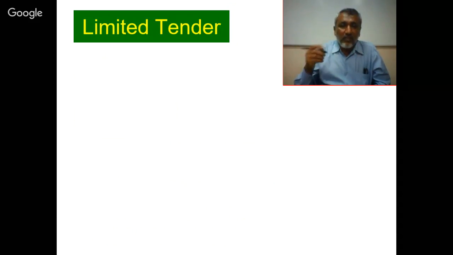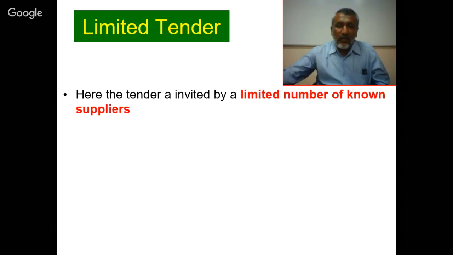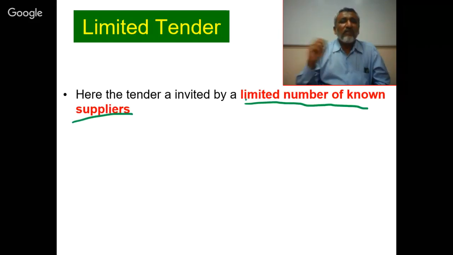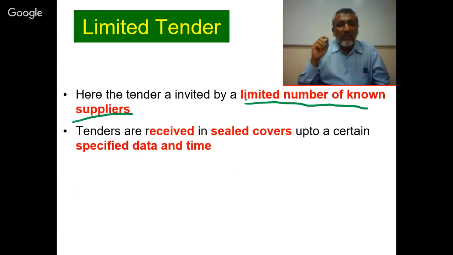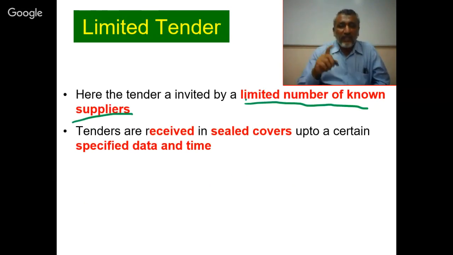Let us discuss the next type of tender, what is known as the limited tender. In a limited tender, what the company will first do is decide the quantity and the specifications of the material, then make a list of suppliers, a list of limited reliable suppliers. So there will be a list of suppliers which the company considers reliable. The company will write to these suppliers inviting tenders, specifying the quality of the material as well as the quantity required.